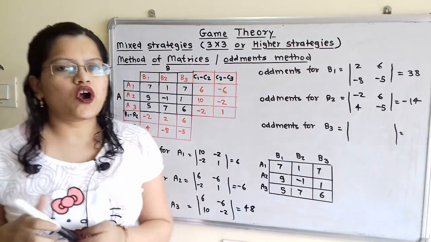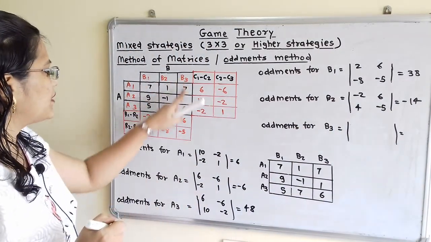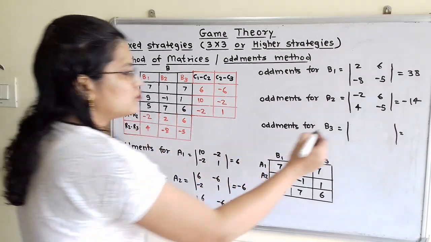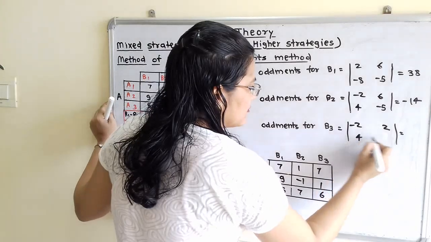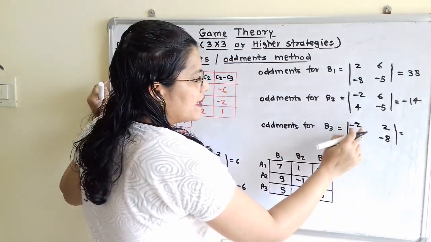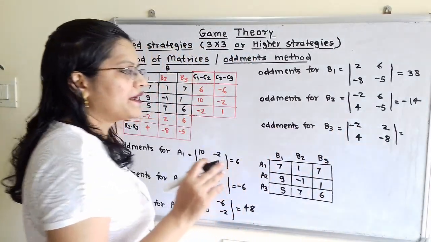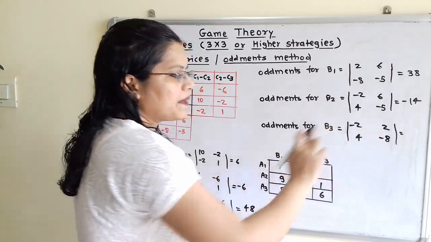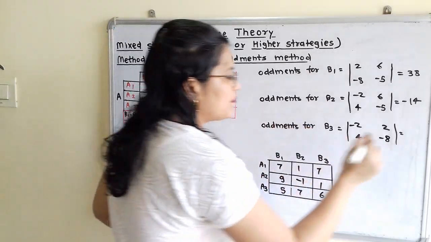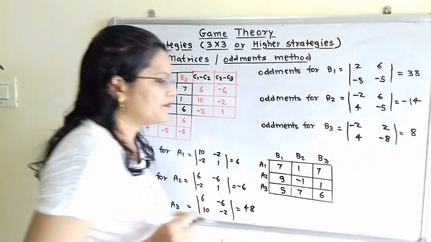Now we will write oddments of B3. So oddments of B3: minus 2, 2, 4, minus 8. When we calculate minus 8 multiplied by minus 2, that is 16, and 16 minus 4 multiplied by 2, that is 8. So 16 minus 8, that is 8.